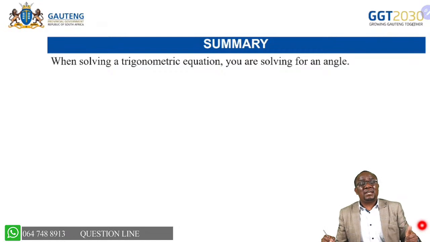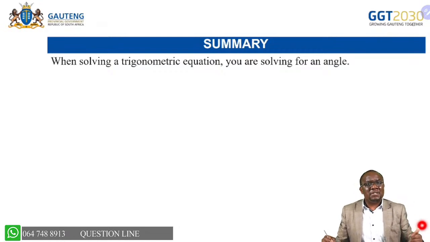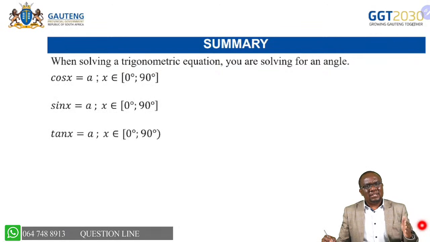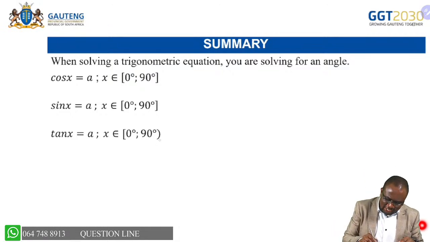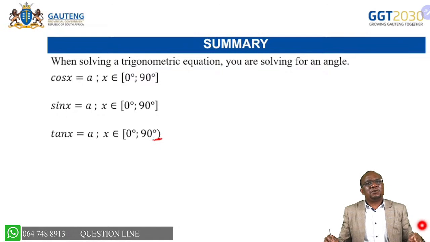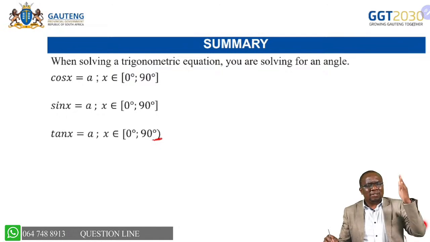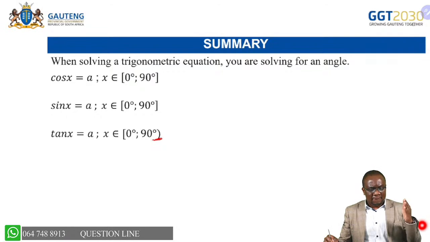Remember, grade 10s, what I said? When you're solving a trigonometric equation, what are you finding? We are finding the angle. Currently, we're finding angles in the first quadrant, from 0 degrees to 90 degrees. But for tan x, the 90 degrees cannot be included because we have an asymptote there, and it means undefined there. We are going to know about those things when we're doing trigonometric functions.